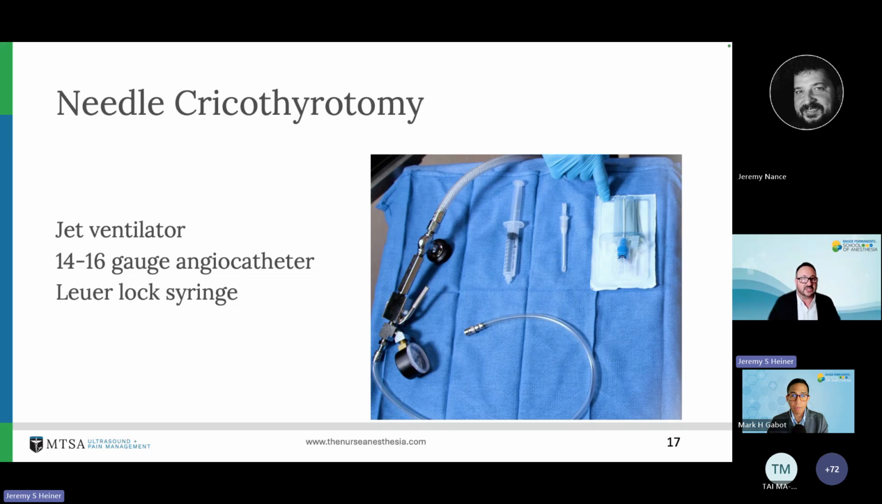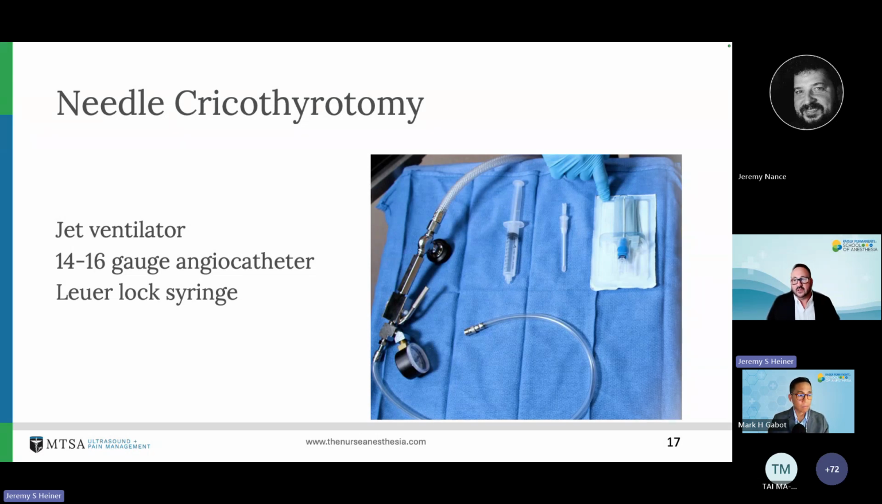Number one, if you are doing this particular cricothyrotomy, it requires a large bore catheter. So we're talking 14 gauge or bigger. And you'll also want a catheter that allows you to put a syringe on the end of it, so a Luer lock capability, so that when you access the cricothyroid membrane and puncture through that, you'll be able to aspirate air and confirm that you're through all of the pretracheal layers.